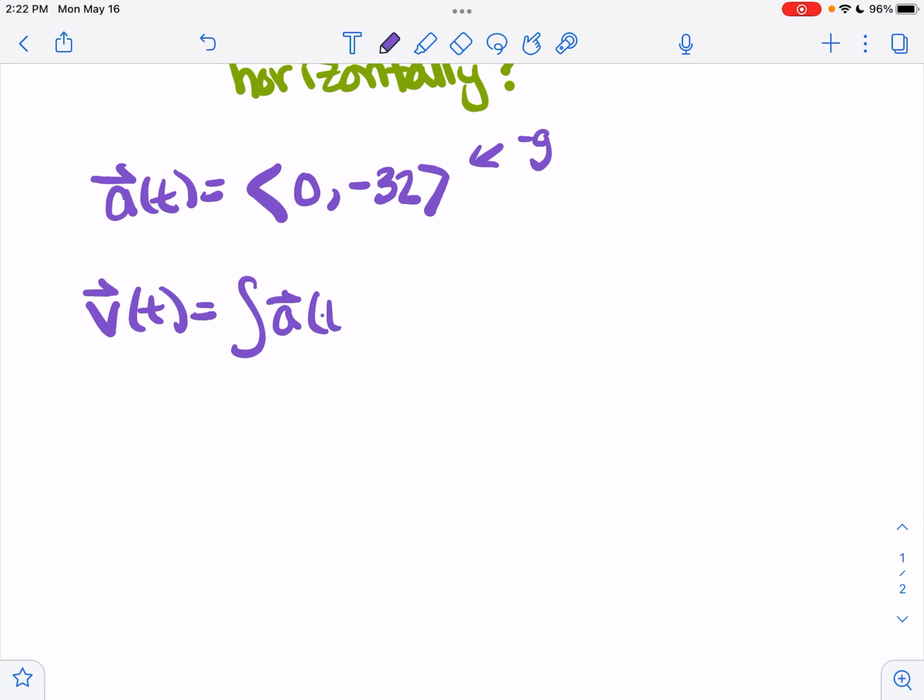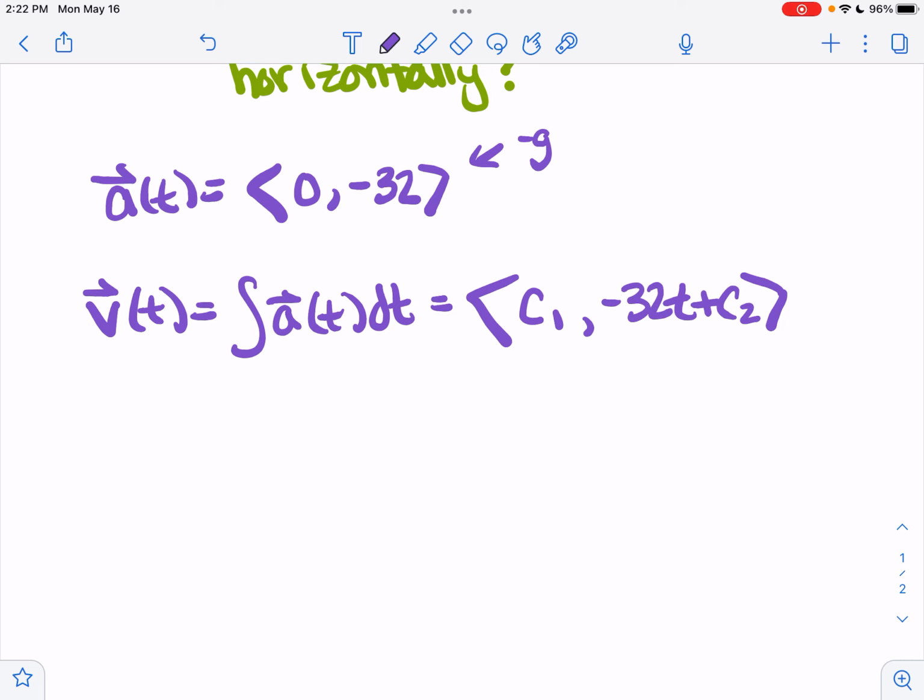So we're going to integrate the acceleration, and that is going to give us a constant. The integral, the antiderivative of 0 will be a constant c1, and then minus 32t plus c2. The integral of 0 will be c1. The integral of negative 32 will be minus 32t plus c2. So that's our velocity.